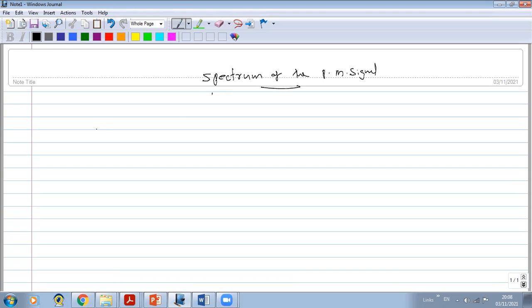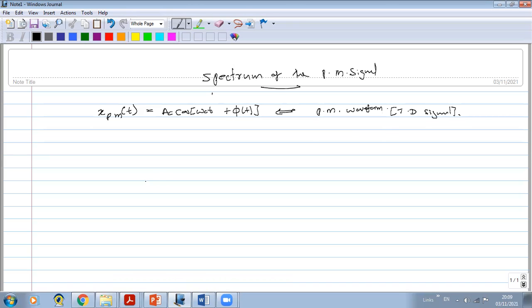So we know the time domain signal waveform of the phase modulated signal is like this: cos(ωc t + φ(t)). So this is the phase modulated waveform. You can see that this is a time domain signal, no? So normally a waveform is a time domain signal.